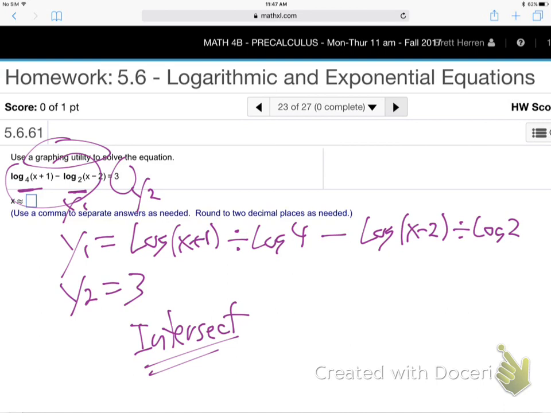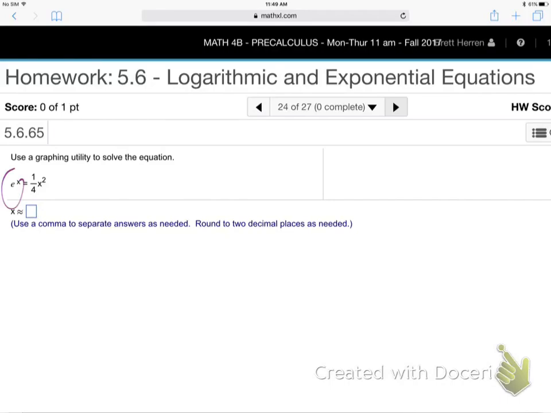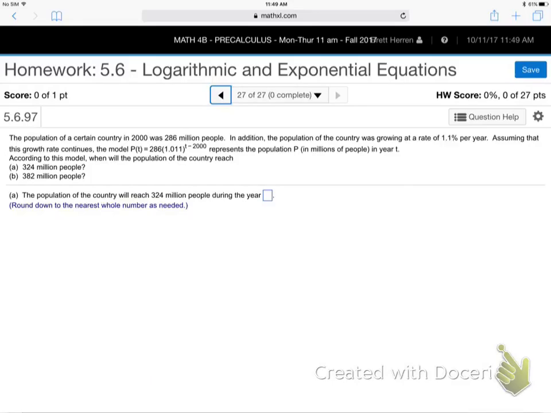Remember, I divided them. So dividing here and dividing here, because one log can become 2. All right, you know that whole thing? Just first curve, second curve. Y1 is the left side, y2 is the right side, and do the intersect thing. Remember the intersect thing? Use your calculator. That's good too.